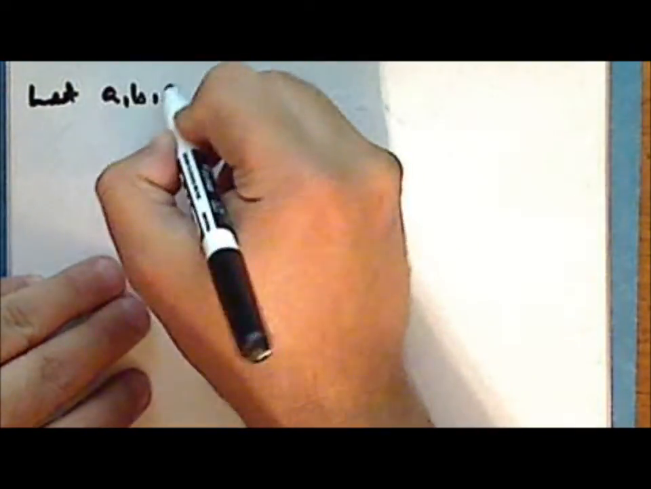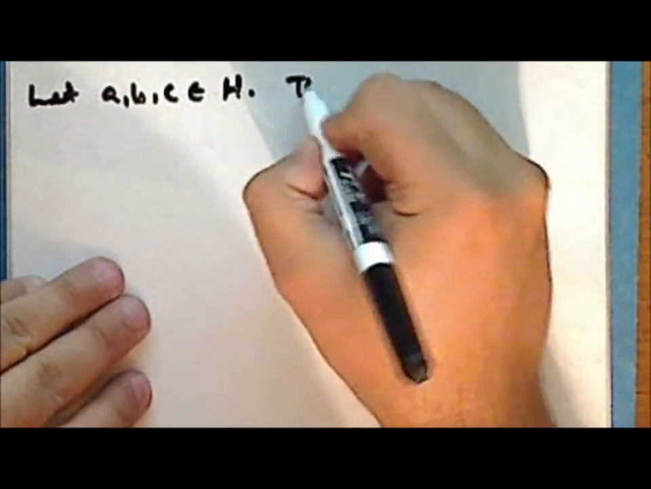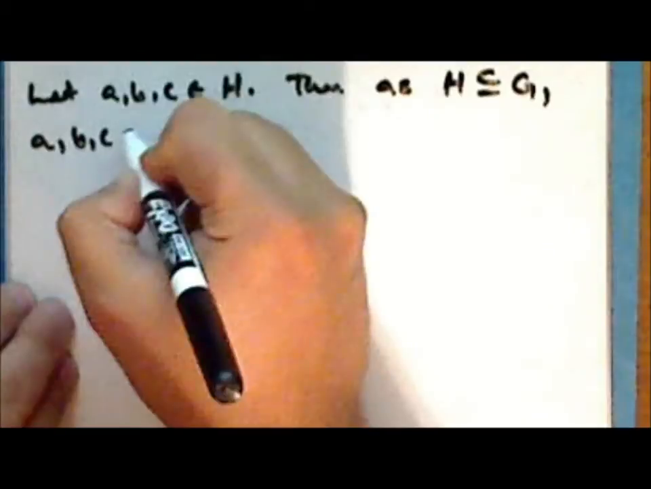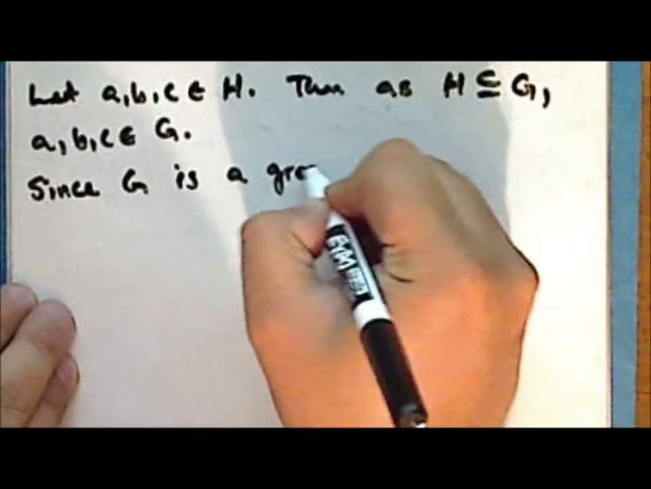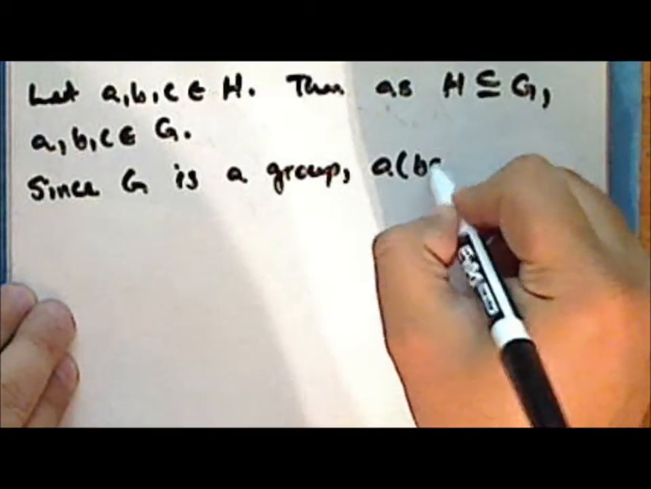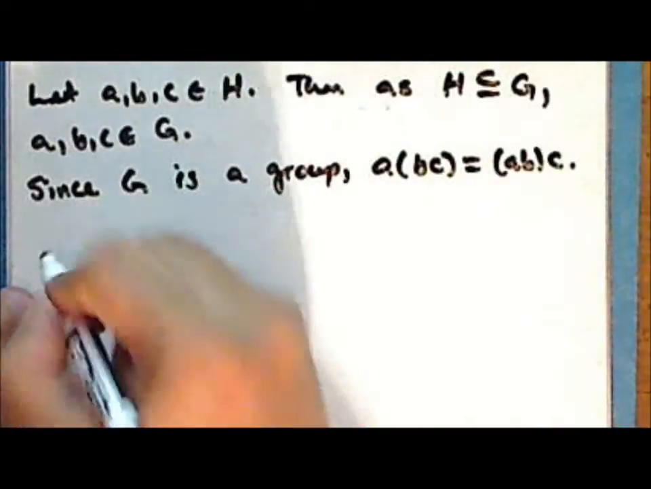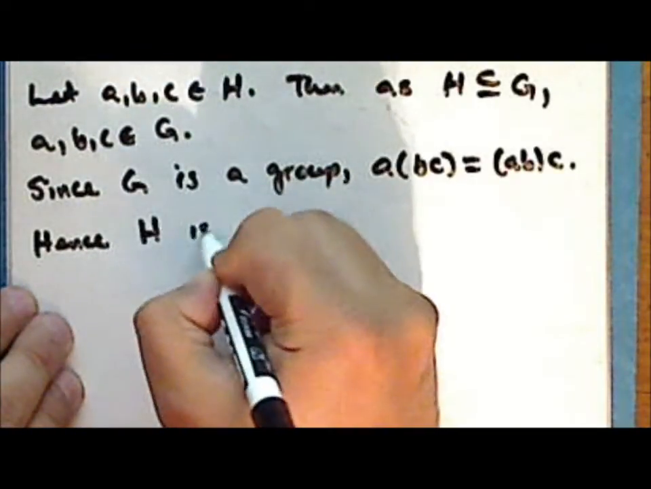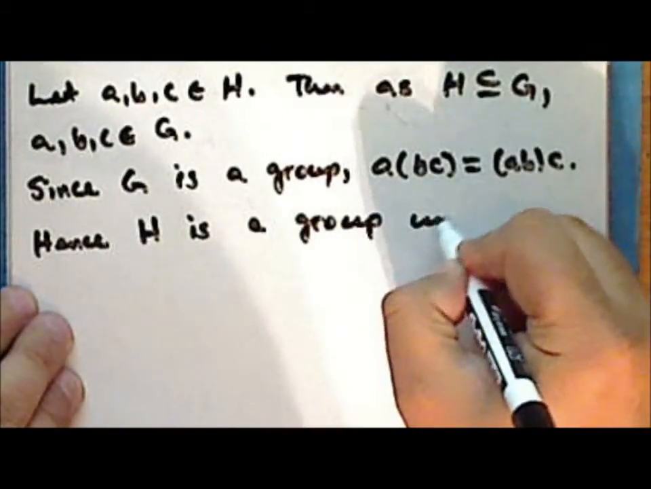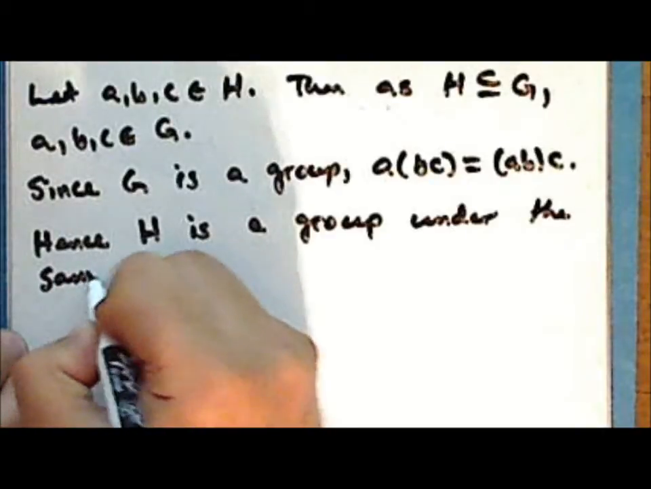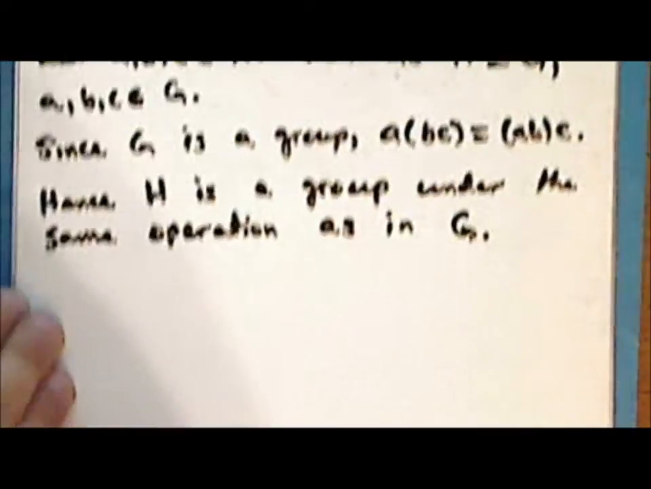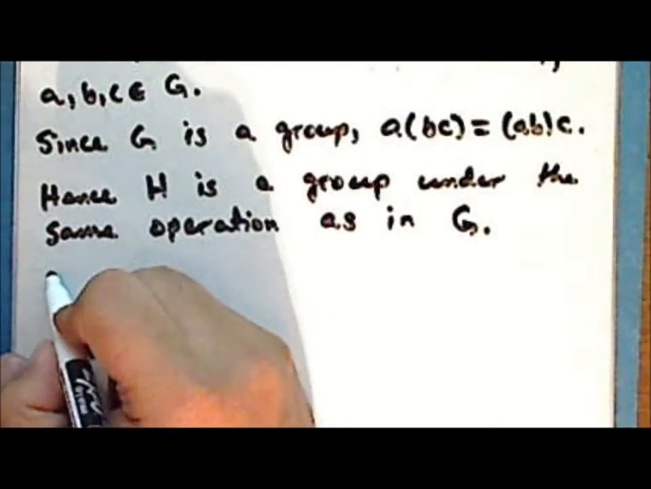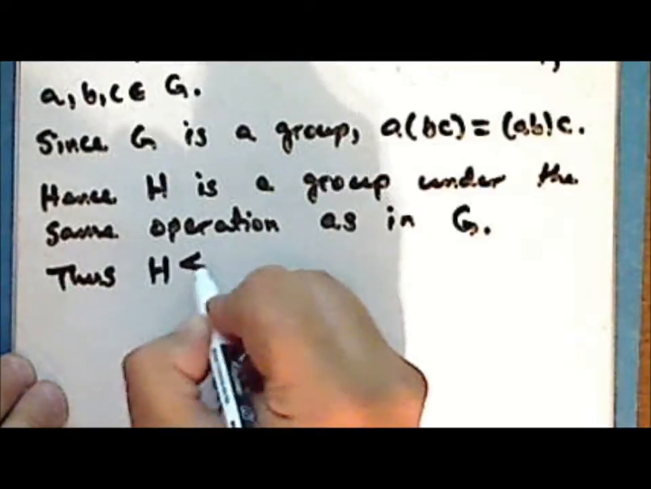So let A, B, and C be any three elements in the set H. Then, as H is a subset of G, these elements A, B, and C are in the set G. And since G is a group, the operation is associative, and hence H is a group under the same operation as in G, where H is a subset of G, and thus H is a subgroup of G.